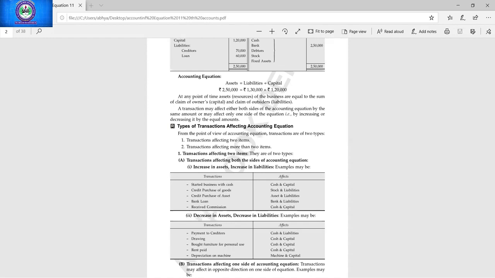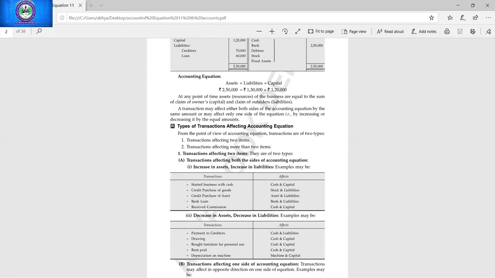Now after deciding the two accounts, you have to decide which account is increasing and which is decreasing. Abhay, tell me. Ma'am, bank balance will be increased and cash will be decreased. Yes, very good. Bank balance will be increased and cash balance will be decreased.